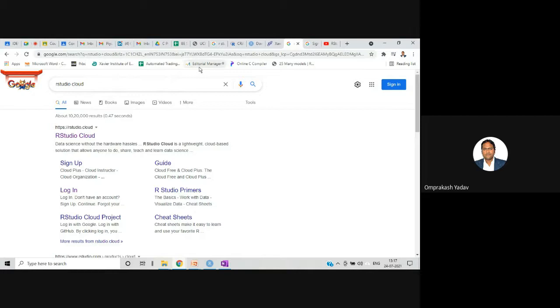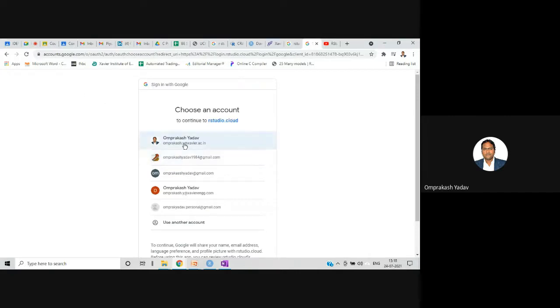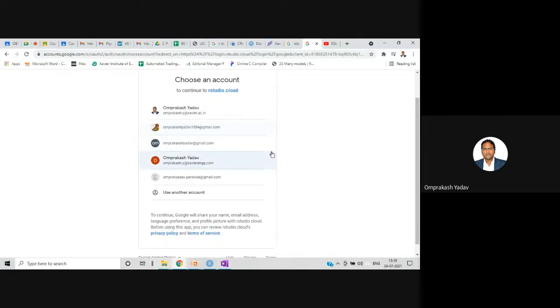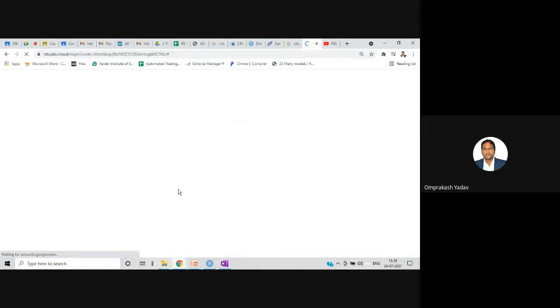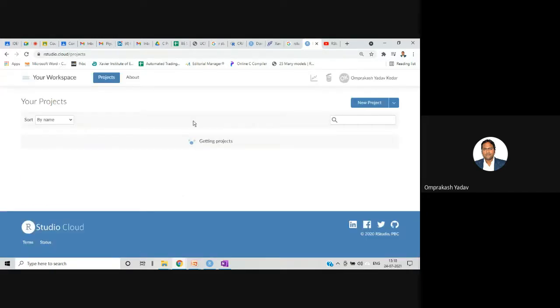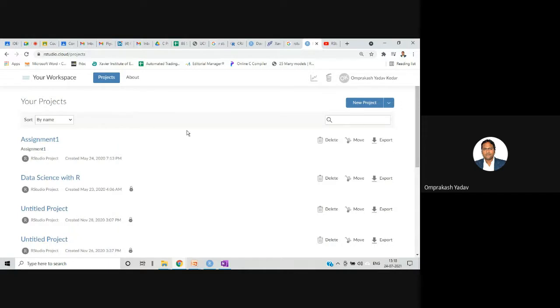But if you don't want to install anything, then you can search for R Studio Cloud and click on this particular link. It will take you to that page, and you need to log in with one particular ID, right? You might have a Gmail account, so you can log in with this one. Let's say I log in with this one. Once you log in, you will get this kind of structure, right? For you, you might not be getting any assignments, because you might not have done any project, so you will be getting a clear page.